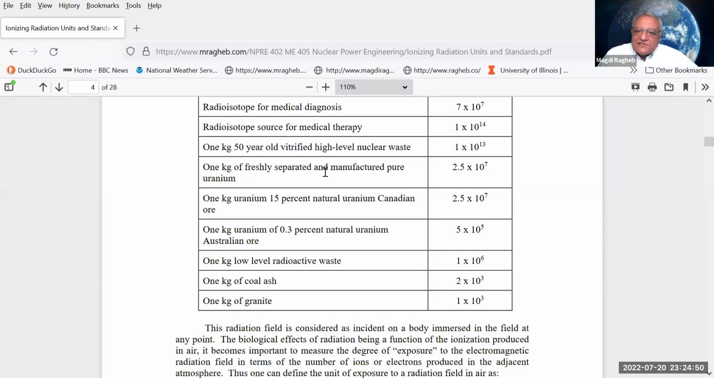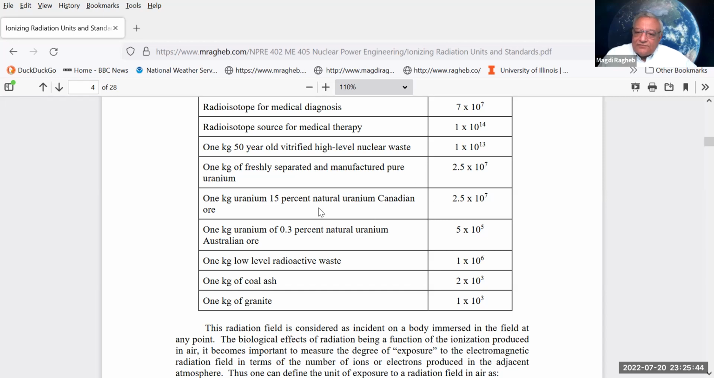Interestingly enough, freshly separated pure uranium does not contain the daughters of the uranium, so its activity is very low, say, 25 million becquerel. But as it ages, the daughters of the uranium, isotopes like radium and radon and so on, form, and its activity becomes quite high over time. That would be the same as the ore that we get of uranium from, say, Canada. They are at the same level as freshly separated and manufactured pure uranium. If that uranium ages, then you find that its activity increases because of the generation of daughter products like radium-226 in the material itself.